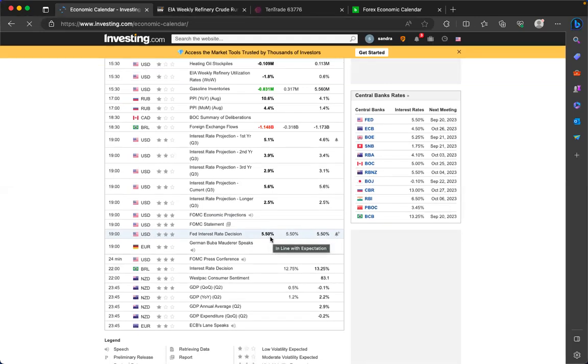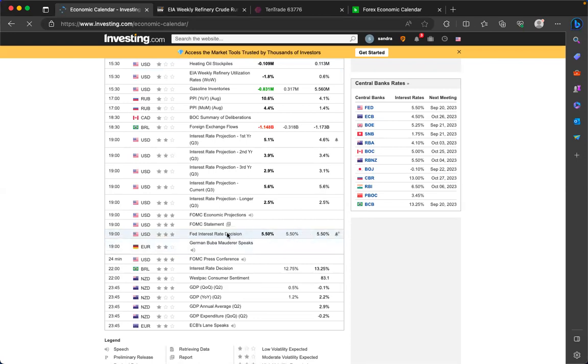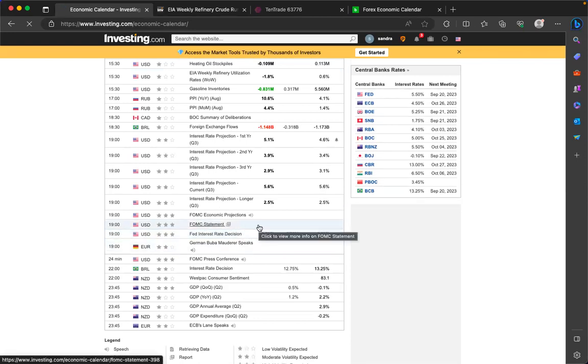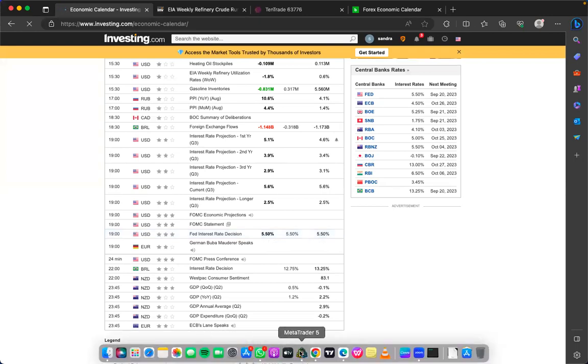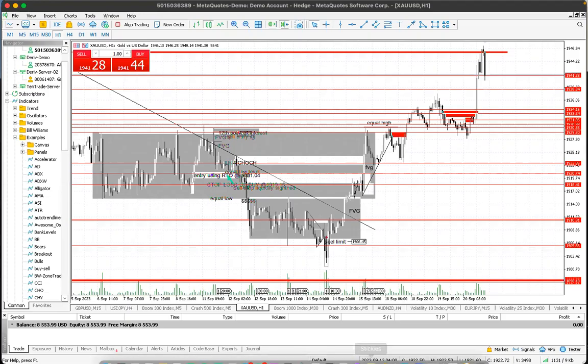Okay, we have the 5.0 already, interest rates. FOMC statement. We are not giving that projection. We're not giving that. Okay, this is still actually good. The market should be falling. The market should still be falling.